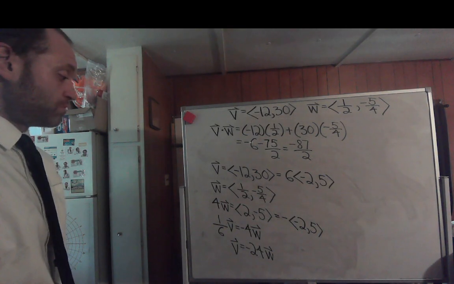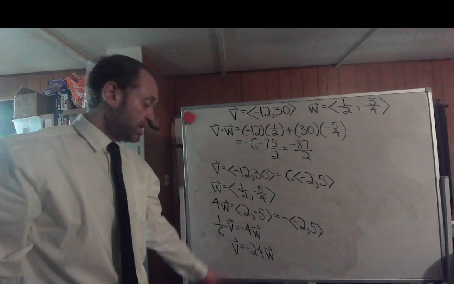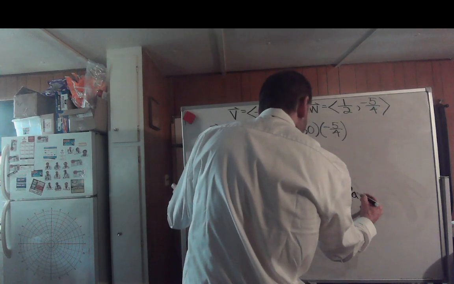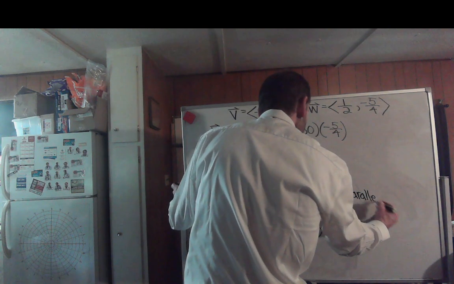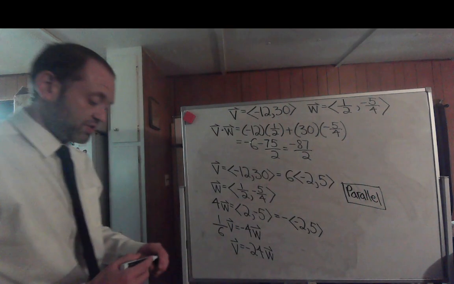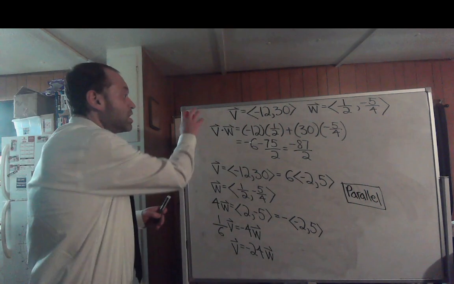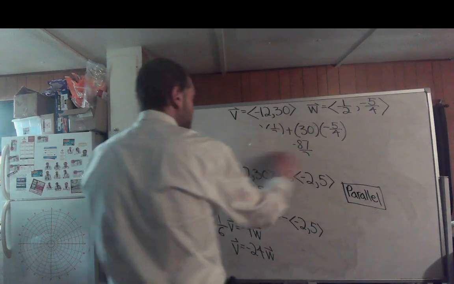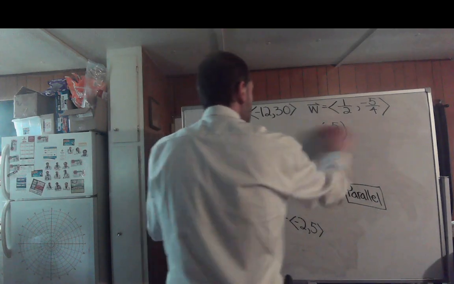Alright, so we have now shown that one vector is a scalar multiple of the other, so they are parallel. We do have two parallel vectors because they are both scalar multiples of each other. Okay, so that's one there for determining parallel or perpendicular.